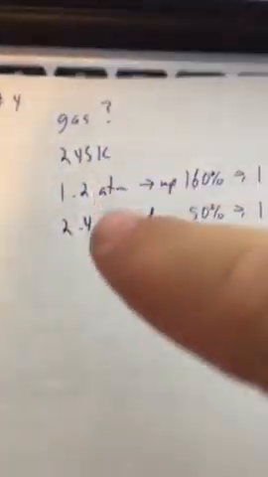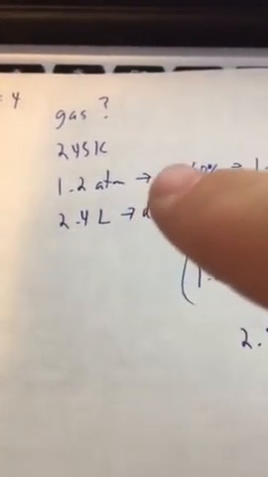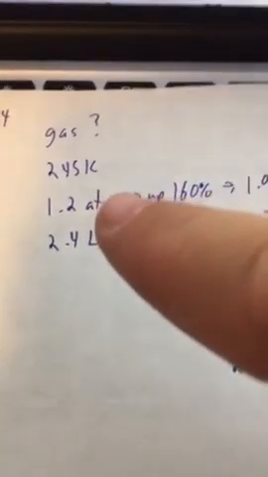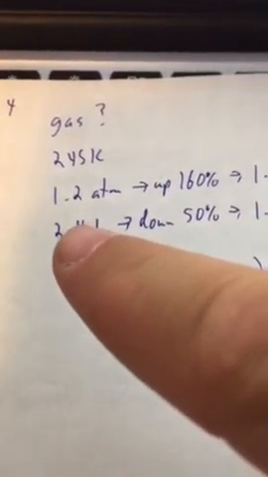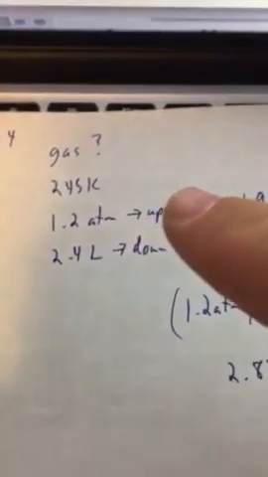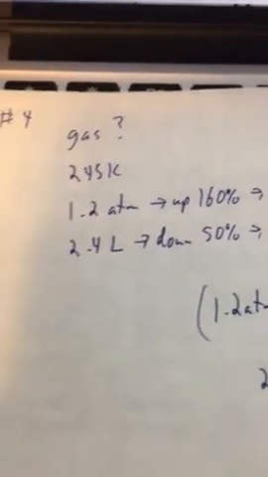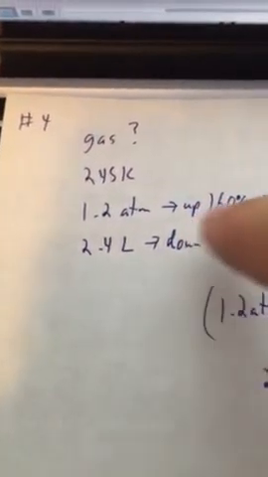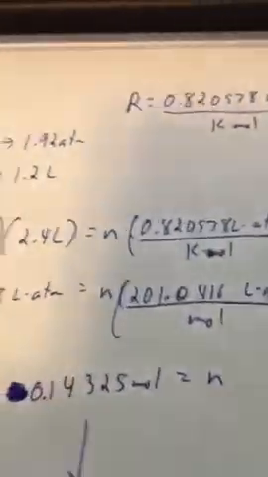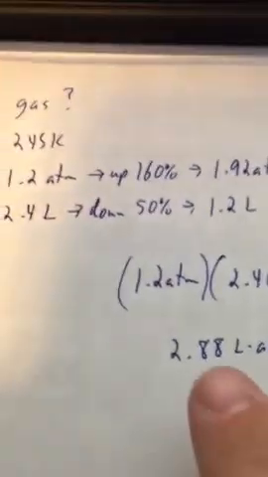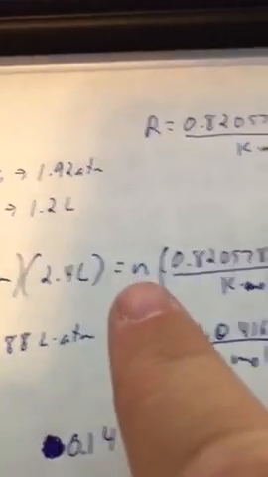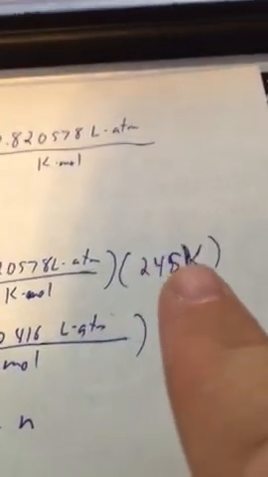We have temperature. We have volume. We have pressure. So we have our P, we have our V, we have our T. We already know what R is. The only thing we're missing is N. Ignore this for right now. All right, so we have to solve for N. Set up as normal. There's our P, there's our V, there's our N, there's our constant, there's our T.